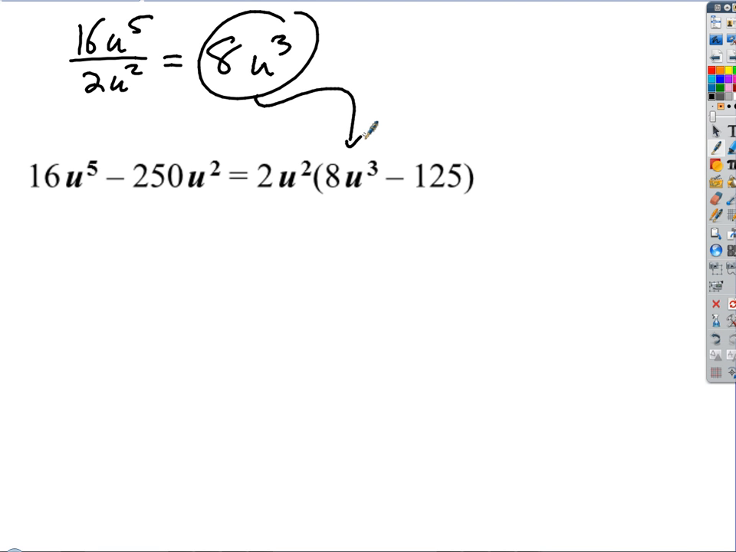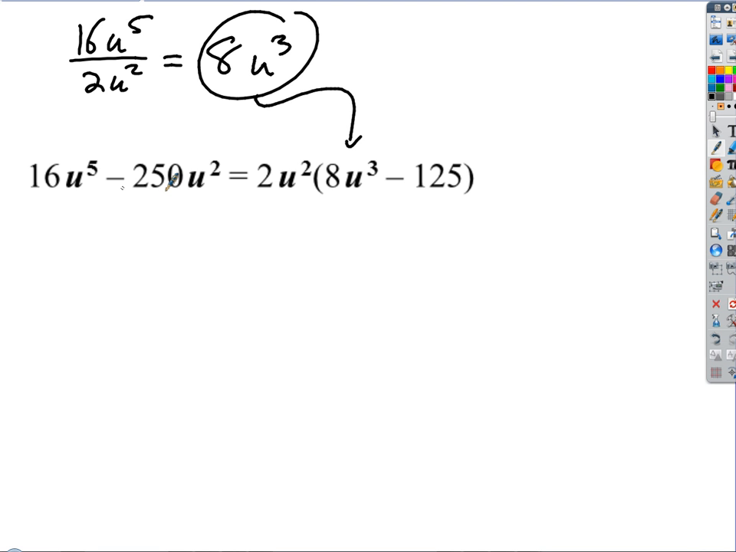Question? Where'd you get your 2u? Because we started with these numbers. We broke it into 2 parts. We asked ourselves, what's the biggest number that divides into 16 and 250? And the answer is 2. They're both even. So the 2u squared is just what you can divide out of that original problem. Exactly. But you want to think of it as a number part and a variable part.